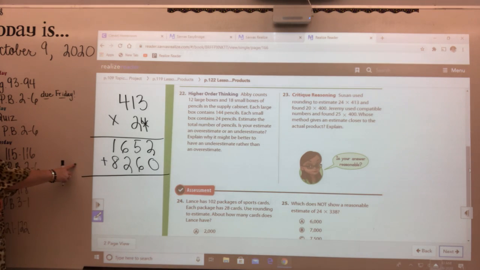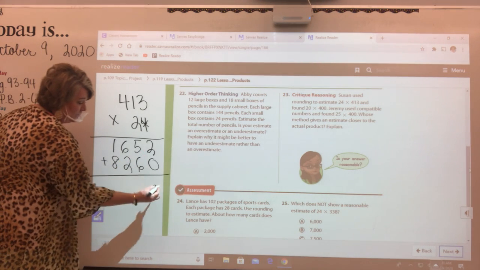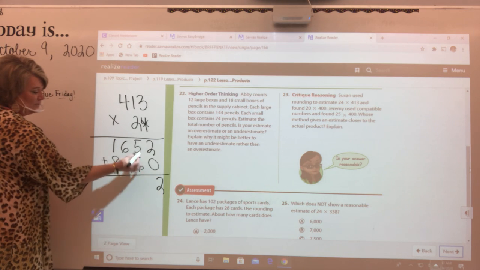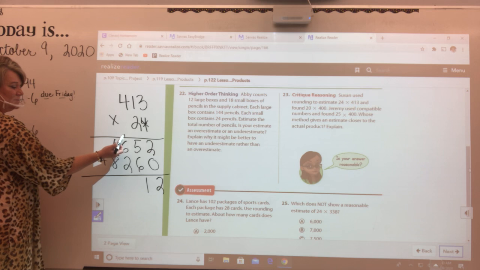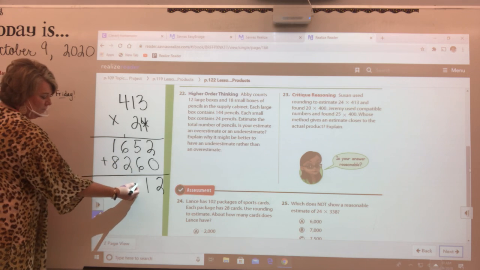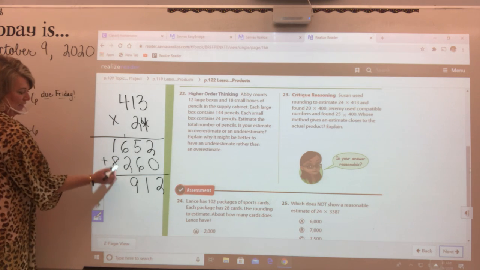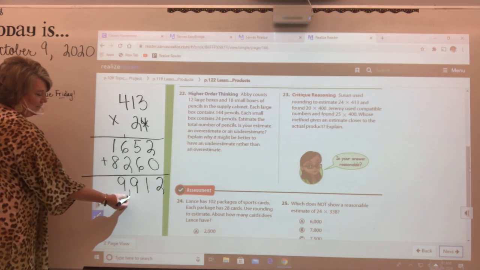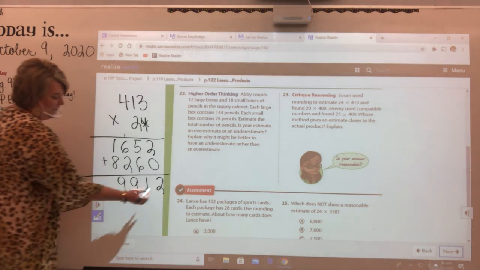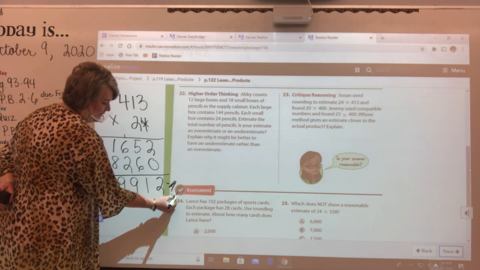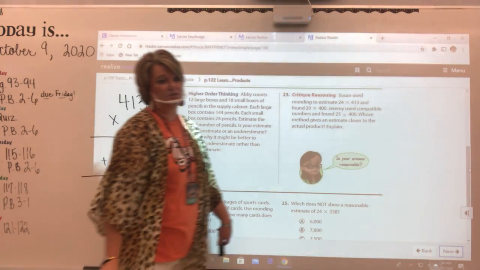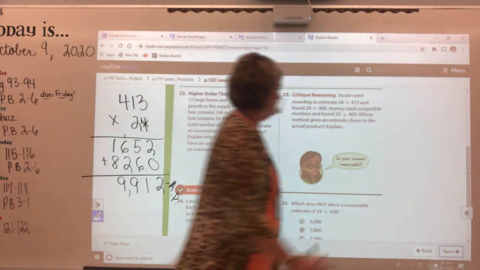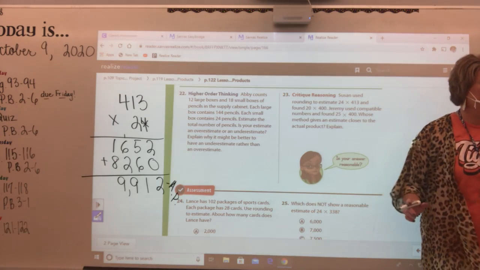Now let's add this up. Okay, Kiara, are you doing this? Because it doesn't look like it. 2 plus 0 is 2. What's 6 and 5? 11. Carry a 1. 6 plus 1 is 7, plus 2 more is 9, and 8 plus 1 is 9. So that's the actual product. In fact, I'm going to come out to the side and put AP. That's the actual product. Now, we got to compare Susan's to Jeremy's. So let's see what Susan got, okay?